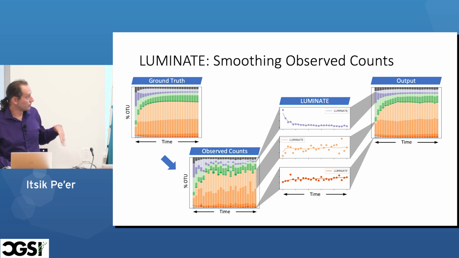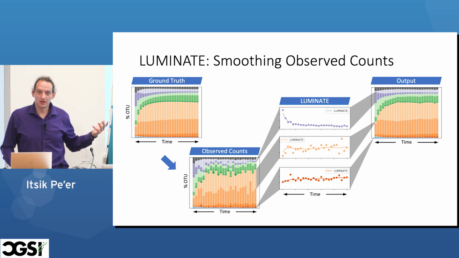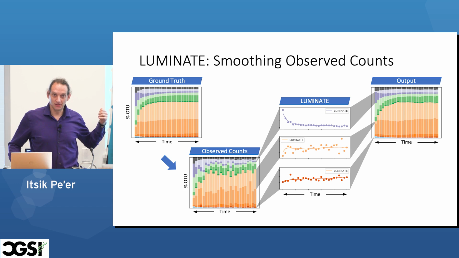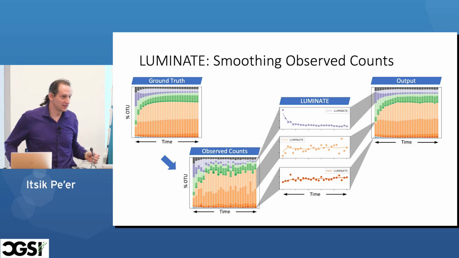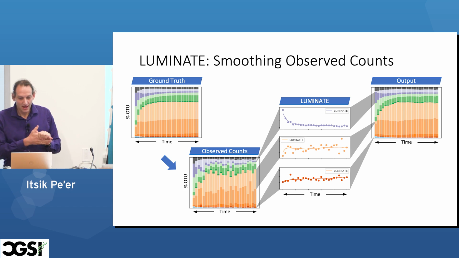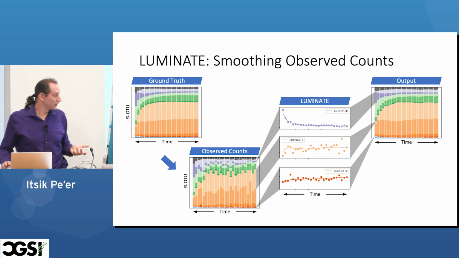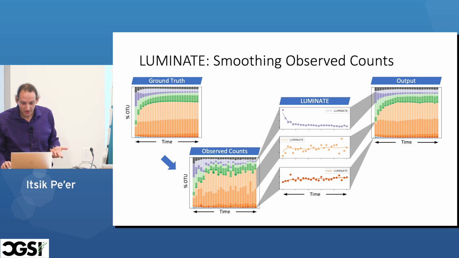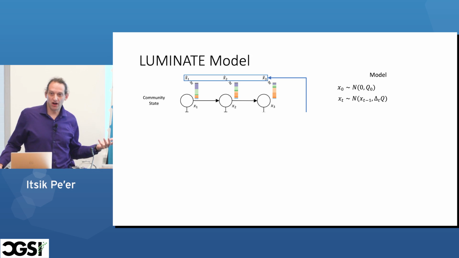But when we looked at the data, we realized that we can do better if we have models that actually describe what we think are the rules that govern the data. So what's the probabilistic model that we have under the hood? Well, we first assume that the actual biology is some kind of a Gaussian process.